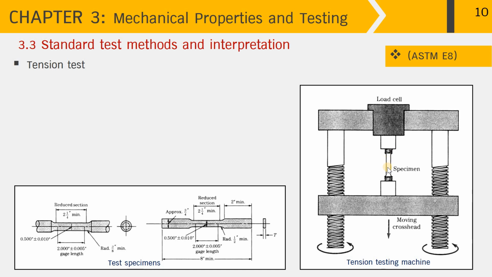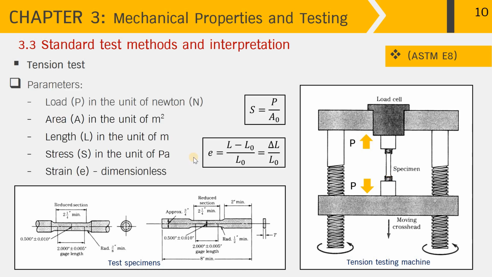While the specimen is tensile loaded, the load cell attached onto the specimen will report the load experienced by the specimen, displayed onto the monitor, and all the load data will be saved relevant to the extension of the specimen. And here we can have several test parameters. Firstly is the load in the unit of Newton, and before the test we have to measure the original area, which is in the unit of meter square. Gauge length in the unit of meter.